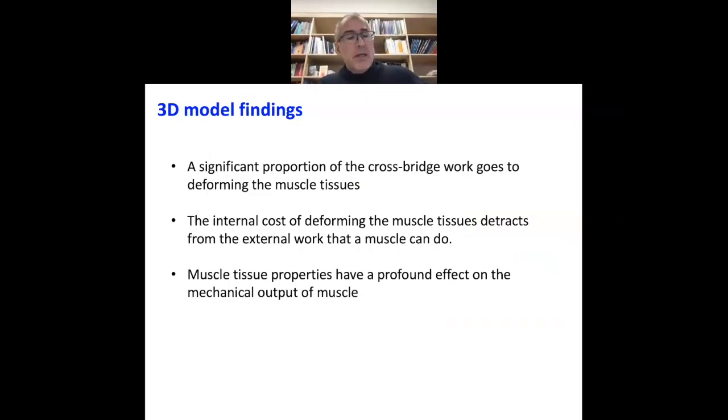So trying to wrap up from all this, we can say for the 3D model findings, a significant proportion of cross-bridge work goes into deforming the muscle tissues. The internal cost of deforming the tissue detracts from the external work that a muscle can do, because there's only going to be a finite amount of energy available for the contraction. So because of this, muscle tissue properties have a profound effect on the mechanical output of the muscle.